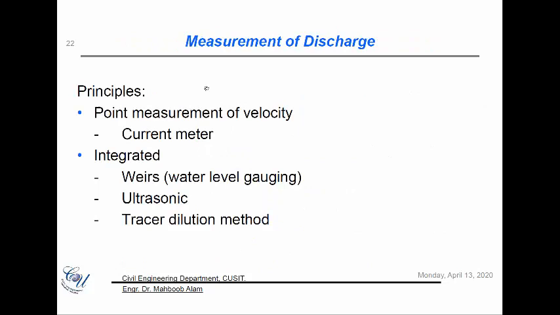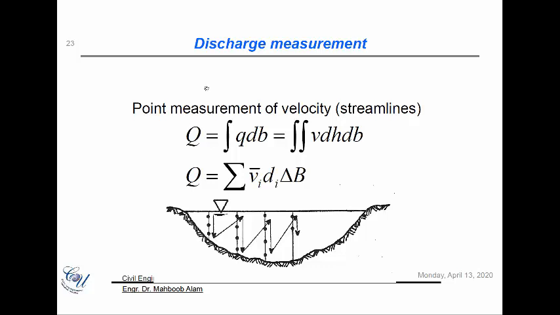We use different principles for measurement of velocity. We have a point measurement of velocity through the current meter, or we have integrated velocity measurement structures or tools, for example weirs, ultrasonic methods of measuring the discharge, and the trace and dilution method. As we said, we are going to compute the average velocity.